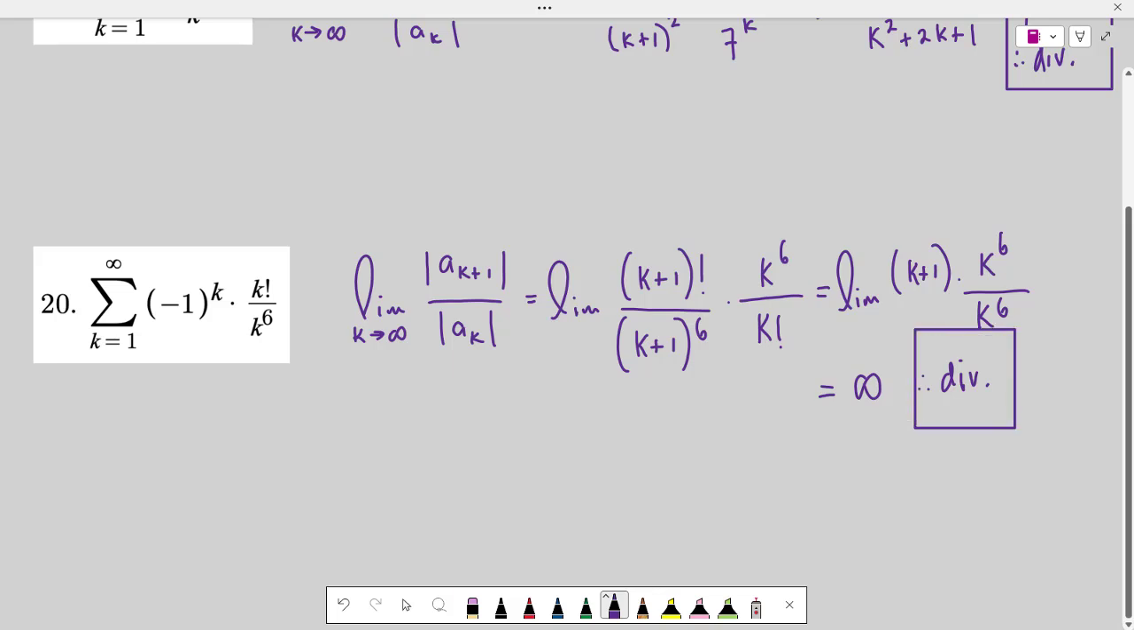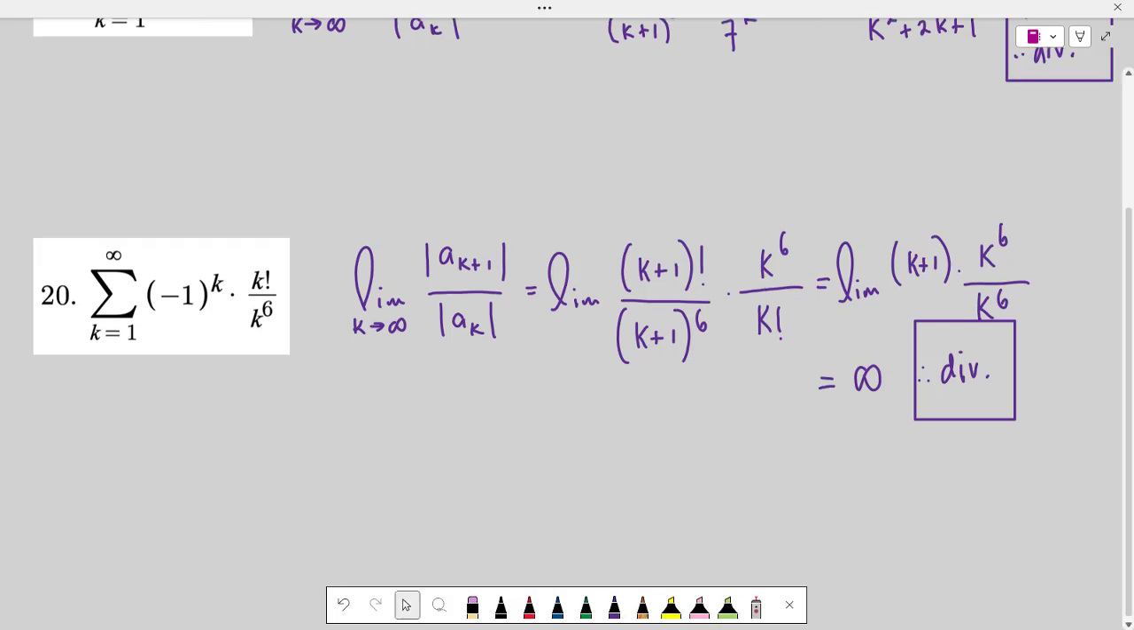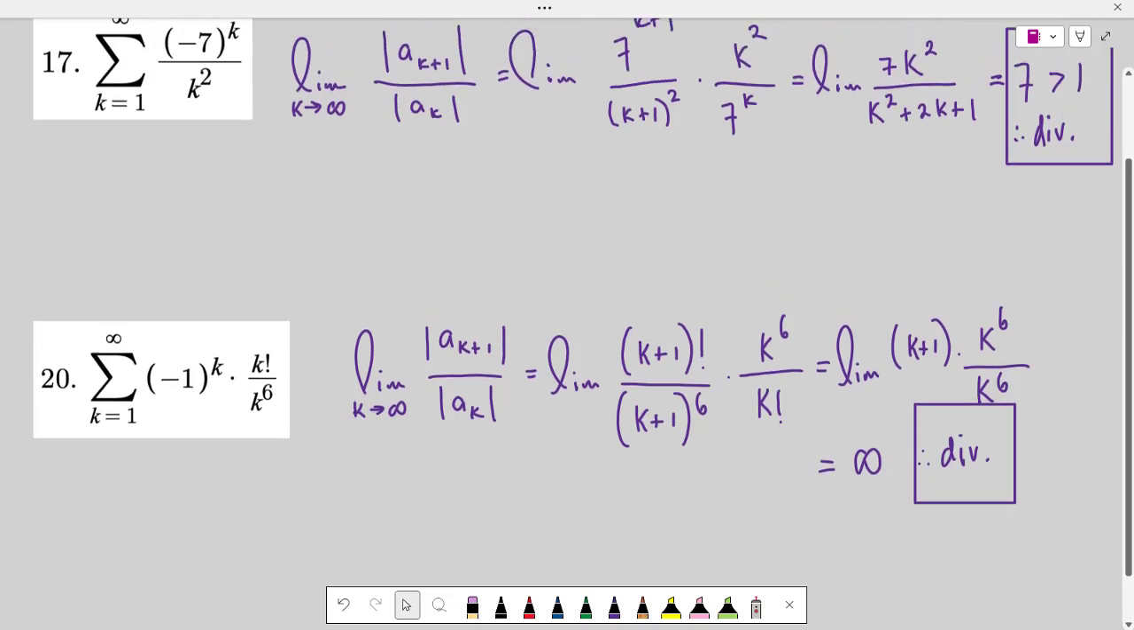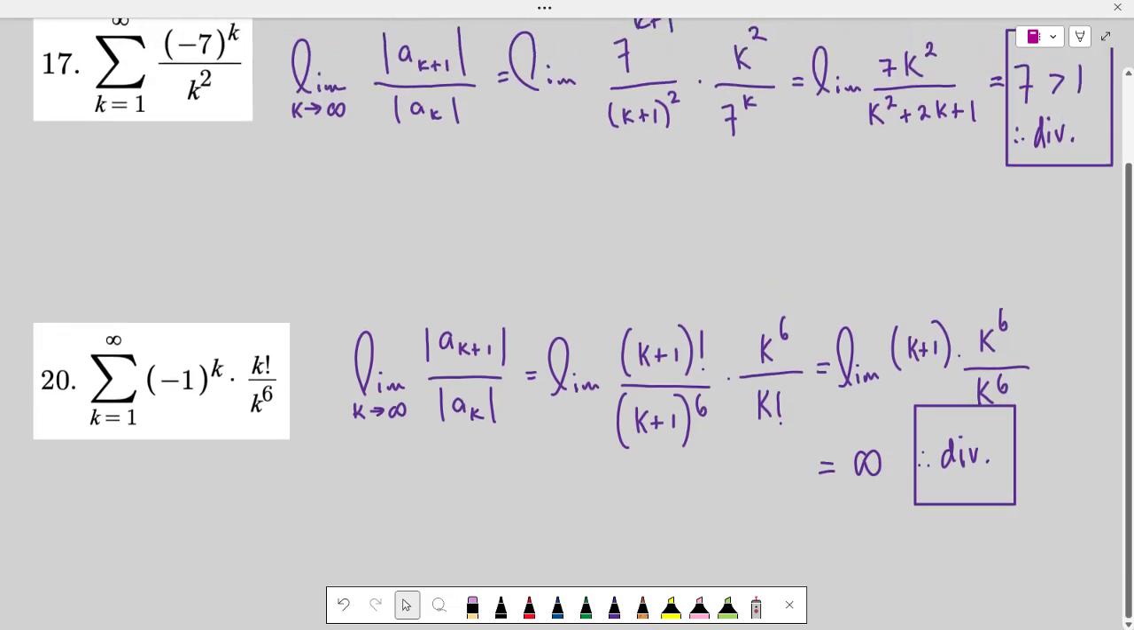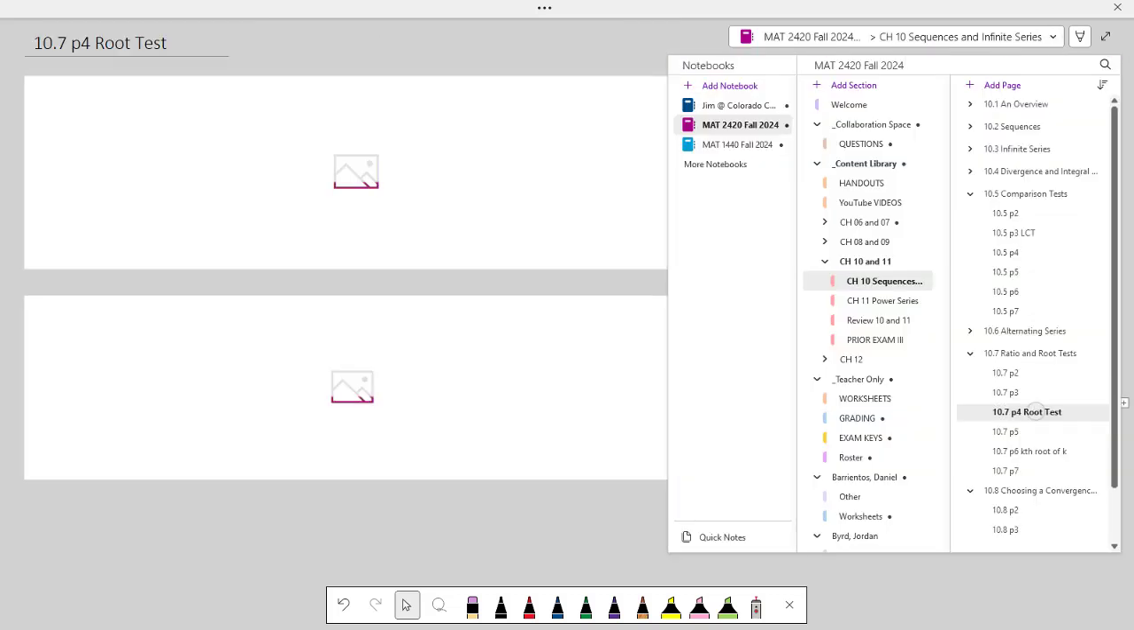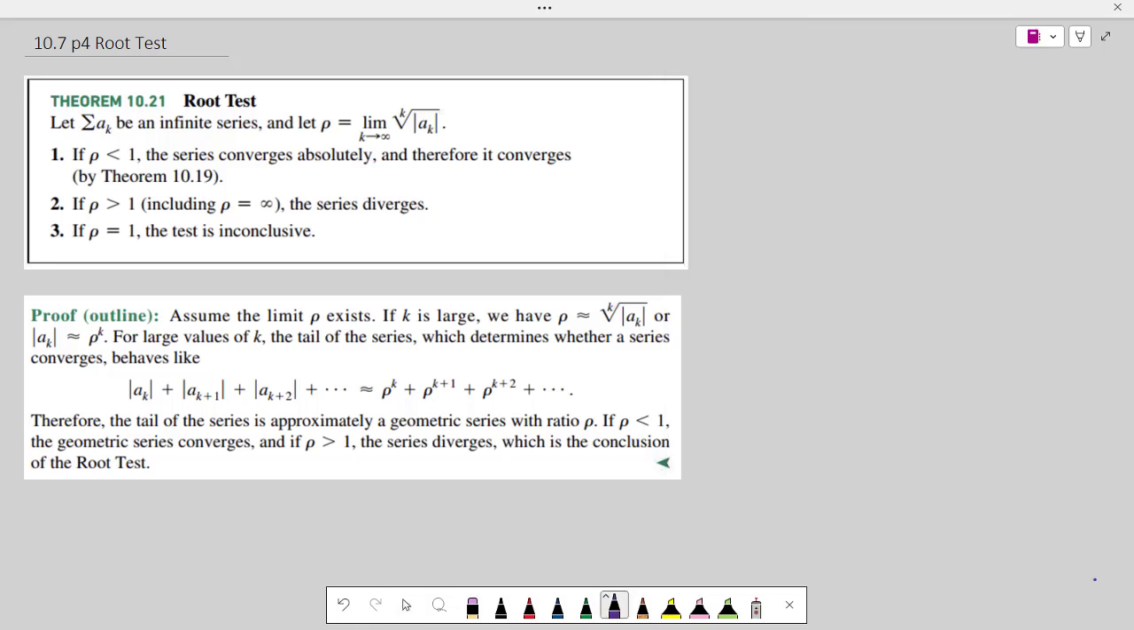You could also use the divergence test here. The limit of this is not 0, so therefore it diverges. So would there also be a situation where if it equals negative infinity, it will converge? Oh, never mind, sorry. Yeah, we're always going to take those absolute values. And then there was one test left.